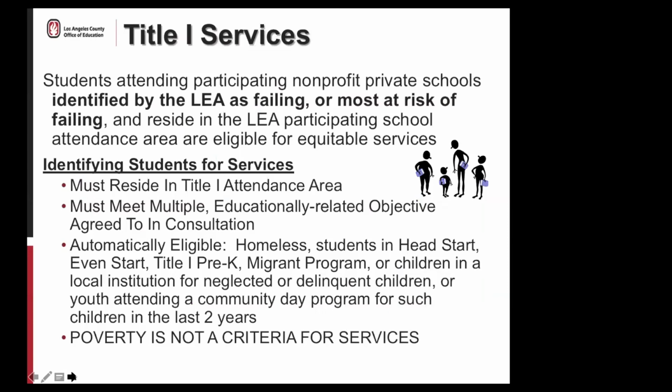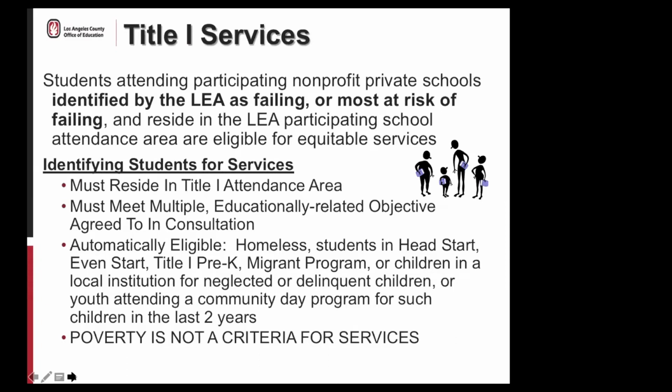Now that you have determined the Title I funding, who actually receives the academic services? You must identify which students will receive the Title I services. ESSA and the Code of Federal Regulations state that Title I services are for students attending participating nonprofit private schools who are identified by the LEA as failing or most at risk of failing, and who reside in the LEA's participating school attendance area. It is these students that are eligible for equitable services.